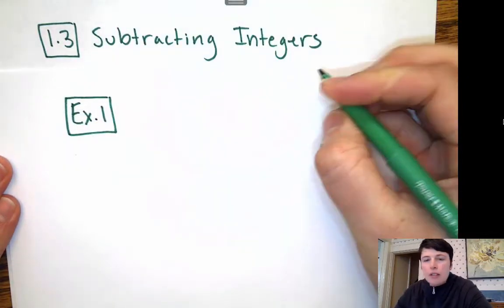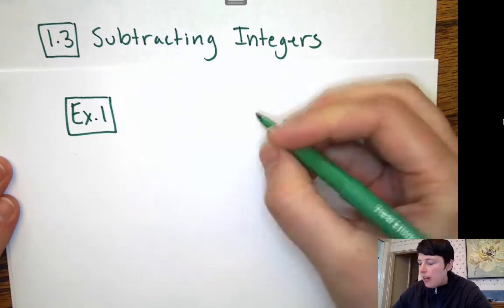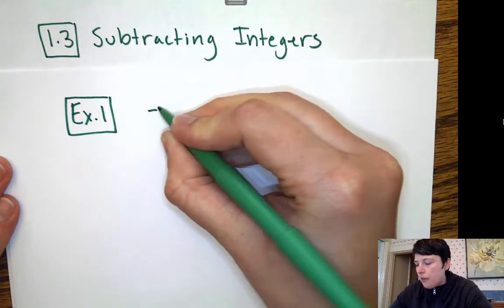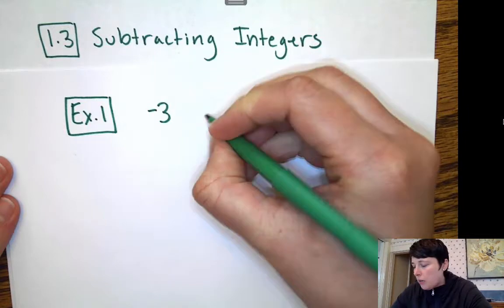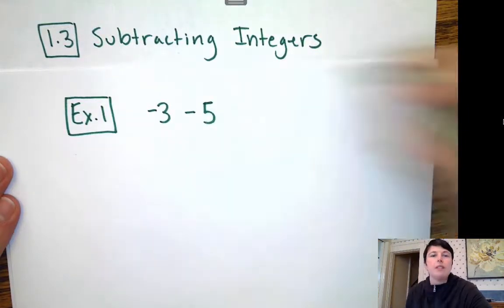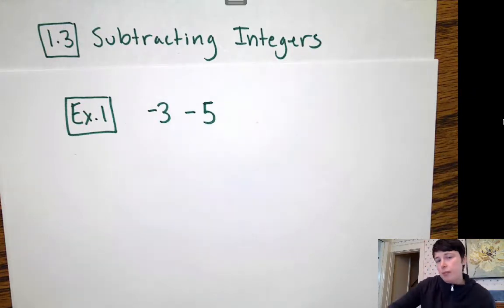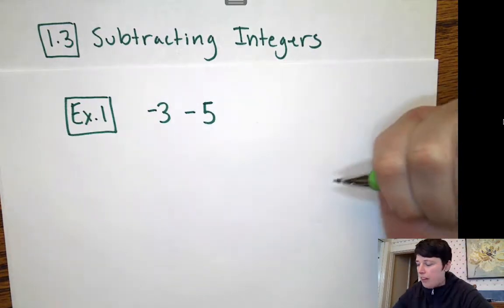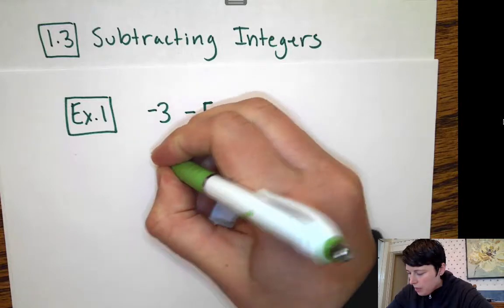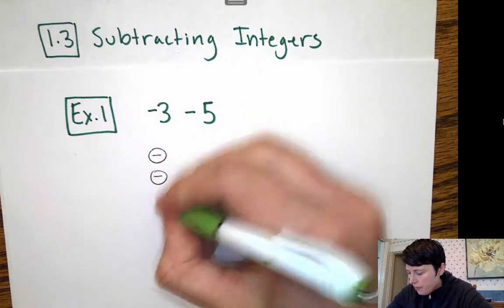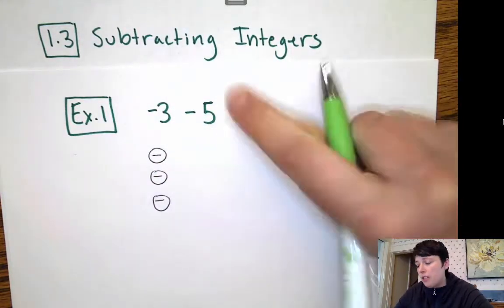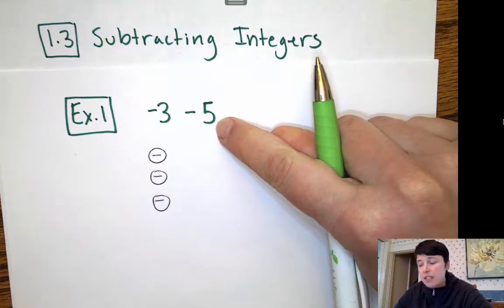So imagine I told you I had -3 and I wanted to take away 5. Well, what that means is I have 3 negatives. That's what that means. -3, take away 5. So here are my 3 negatives. 1, 2, 3. My directions are to take away 5.